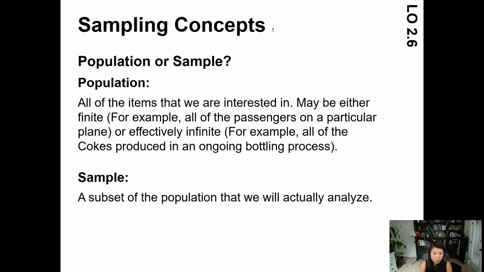Okay, first of all, let's explain what a population is. So population is all of the items that we are interested in, which may be either finite, like all the passengers on a particular airplane, or effectively infinite, such as all the Coke products produced in an ongoing bottling process. So basically, all our research we care about is population, right?